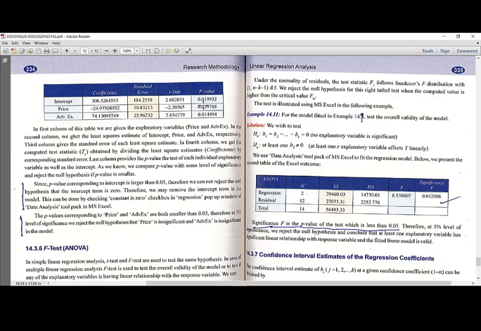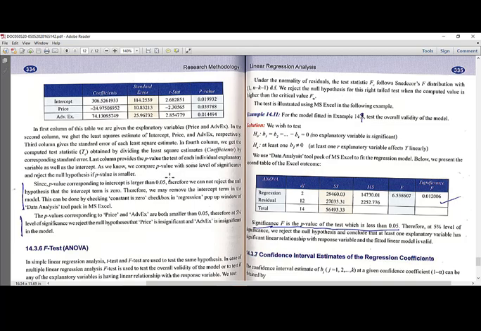0.19932. In the first column of this table, we are given the explanatory variables. In the second column, we get the least squares estimates of intercept, price and advertising expenditure respectively. The third column is giving the standard error. In the fourth column, we get computed t-statistics obtained by dividing the least squares estimates by the corresponding standard error.